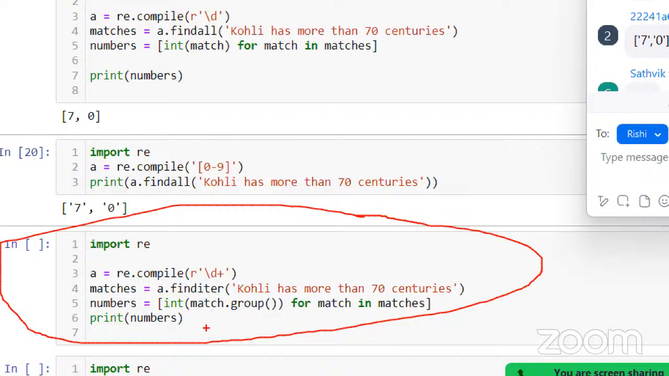So you also give attention to this group function. Previously I explained what is the difference between group and groups, correct? Both group and groups.